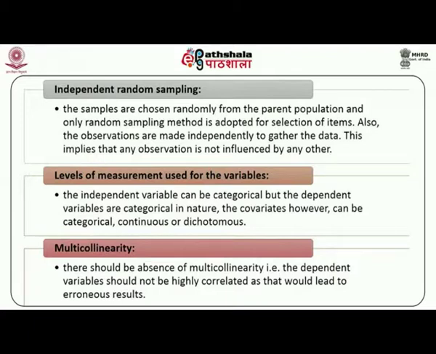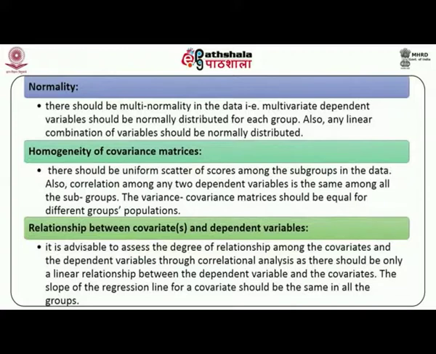Multicollinearity. There should be absence of multicollinearity, that is, the dependent variables should not be highly correlated as that would lead to erroneous results. Normality. There should be multivariate normality in the data, that is, multivariate dependent variables should be normally distributed for each group. Also, any linear combination of variables should be normally distributed.